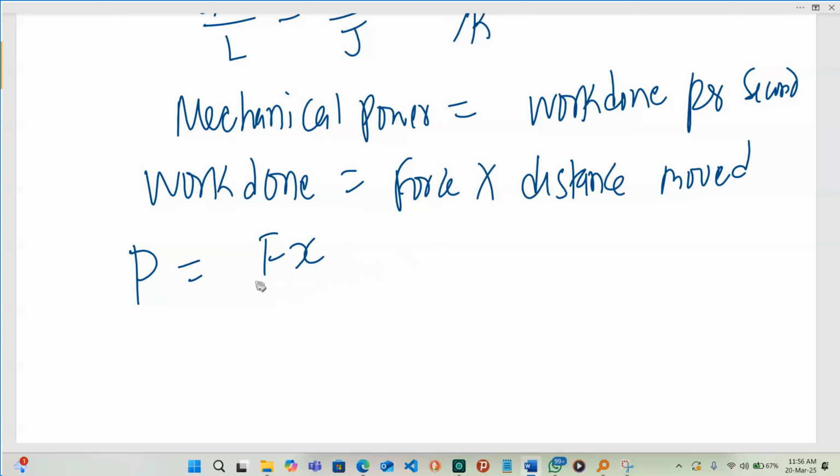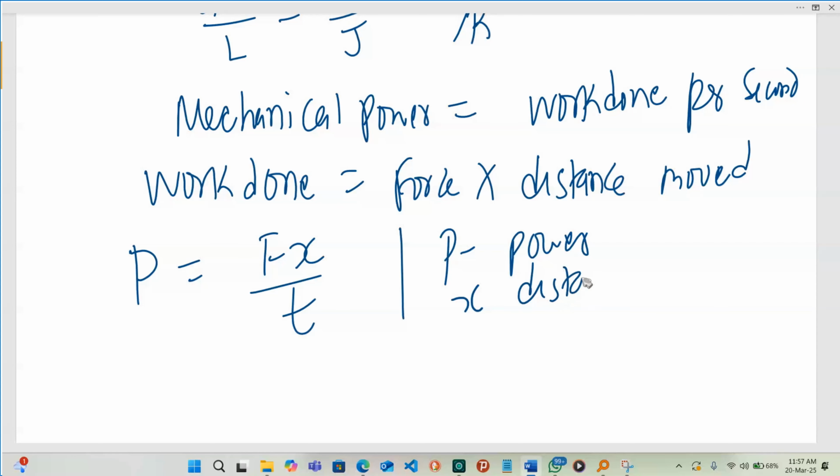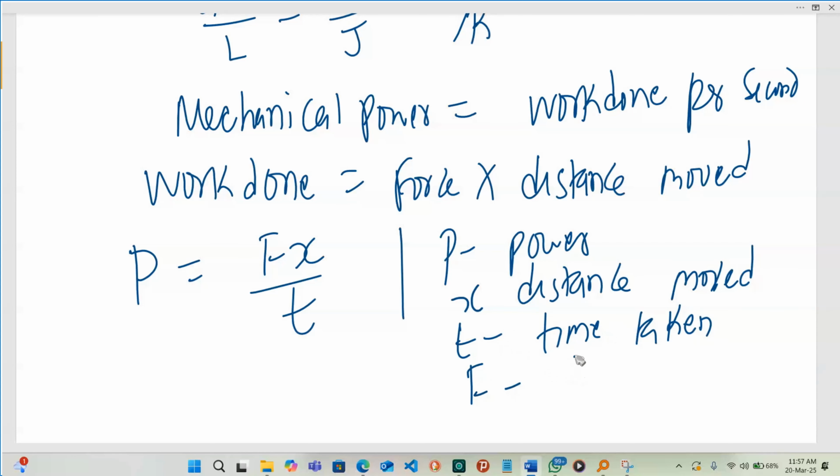Power is in per unit time, work done per second, whereby we get force times distance, that is the work done, then per unit time, which is T. So P is power, X is the distance moved, T is the time taken, and F is the force.